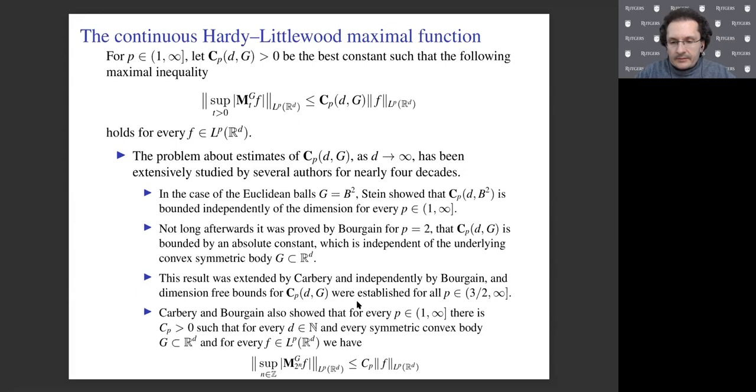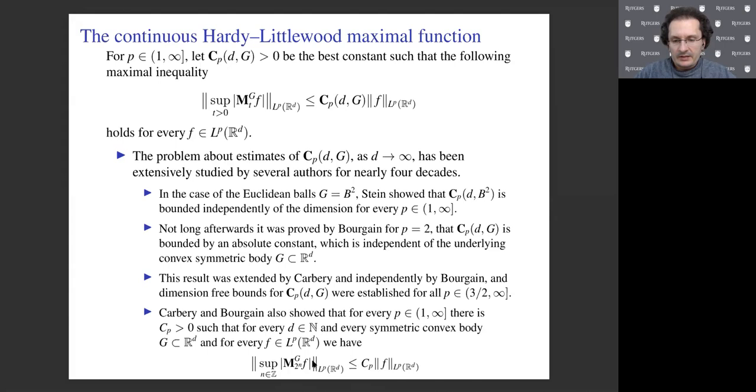So far, this is the most general thing we can say when we ask about convex symmetric bodies in R^d. Bourgain and Carbery also showed that if we consider the lacunary version of the Hardy-Littlewood maximal operator, so if we restrict ourselves to the lacunary times of this formula, which are the dyadic numbers 2^n, then in this case the constant can be taken independent of the dimension for all convex symmetric bodies and for all p bigger than one. So in this case, this problem is completely resolved.